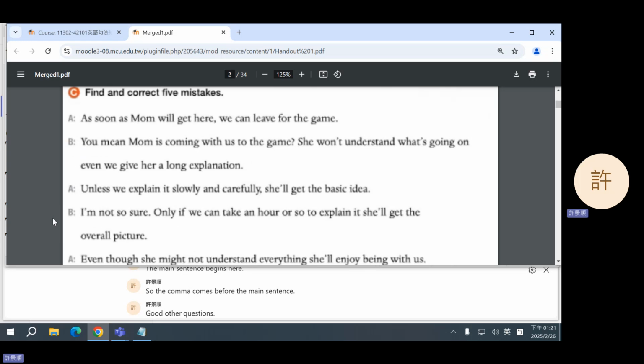All right, so the second half of this page is a little bit harder because you have to make a correction. There are 5 mistakes. I'll give you 5 minutes.